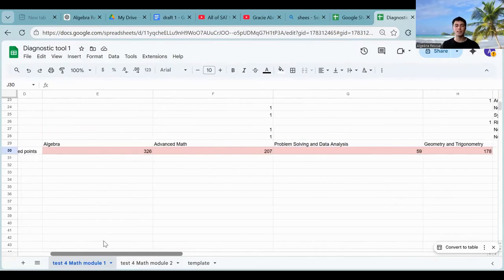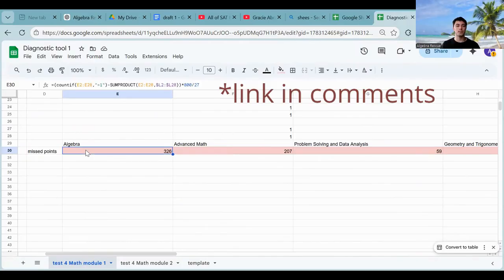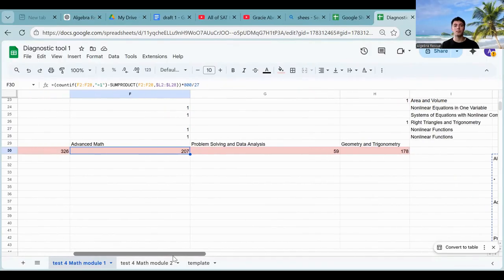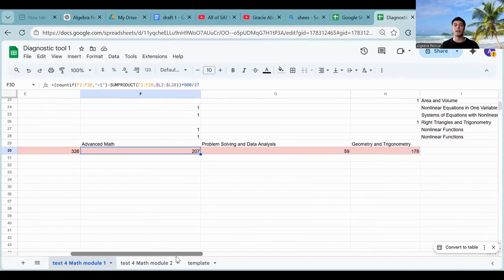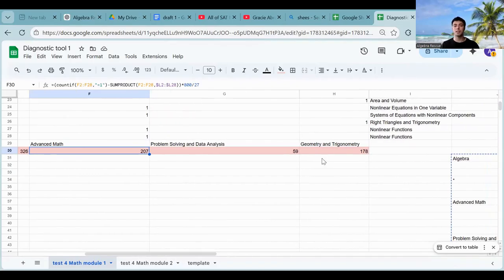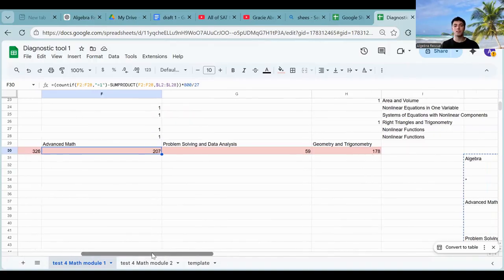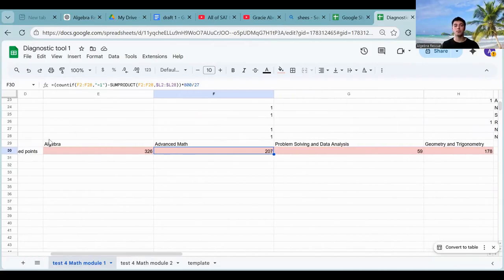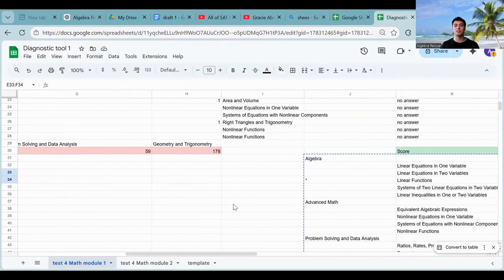So you can see that they're not evenly weighted. Algebra is worth 326 out of 800 points on this particular module, and advanced math 200, versus problem solving and geometry, where geometry is worth about half. So if you're getting 50% of your points on geometry and 70% of your points on algebra, you still want to focus on algebra and not geometry.